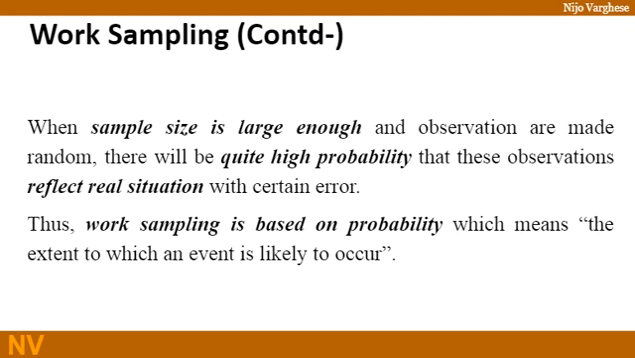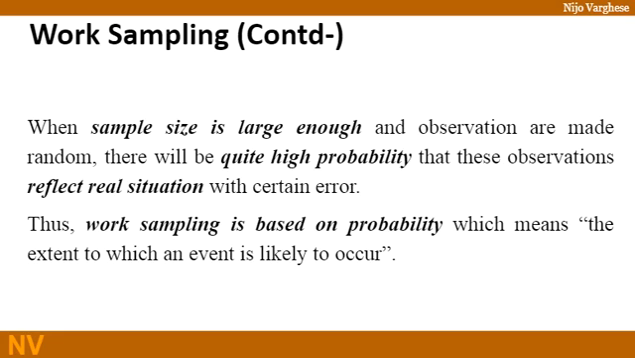And when the sample size is large enough, that means the number of observations is large enough and they are made at random. Randomly we are taking the sample. That is why it is called work sampling, because we are taking the observation at random times. So it's a kind of sampling, and this sample is large enough.